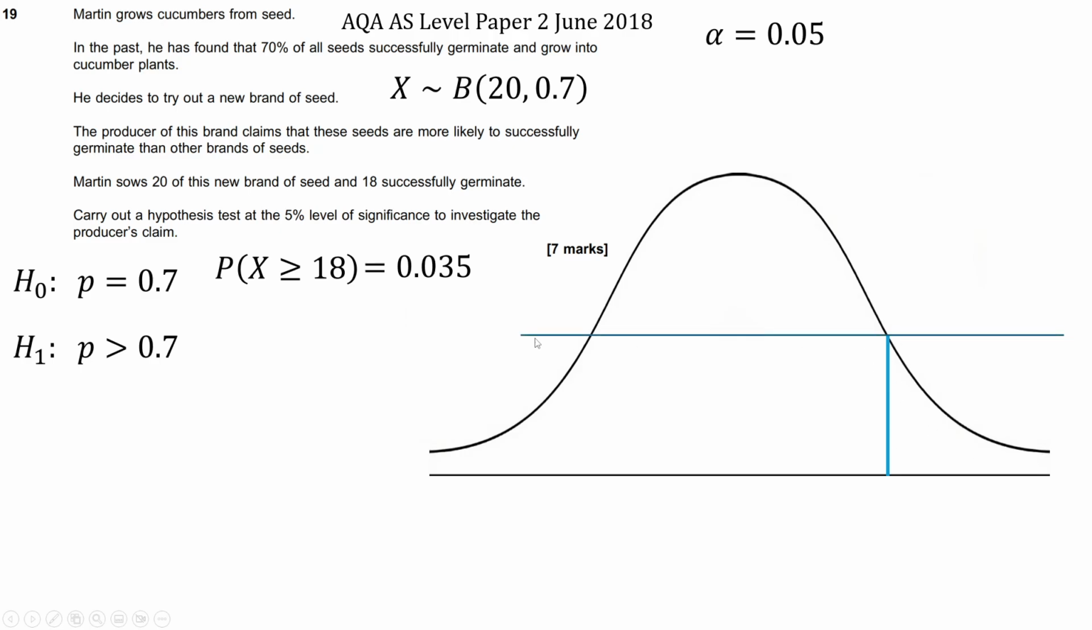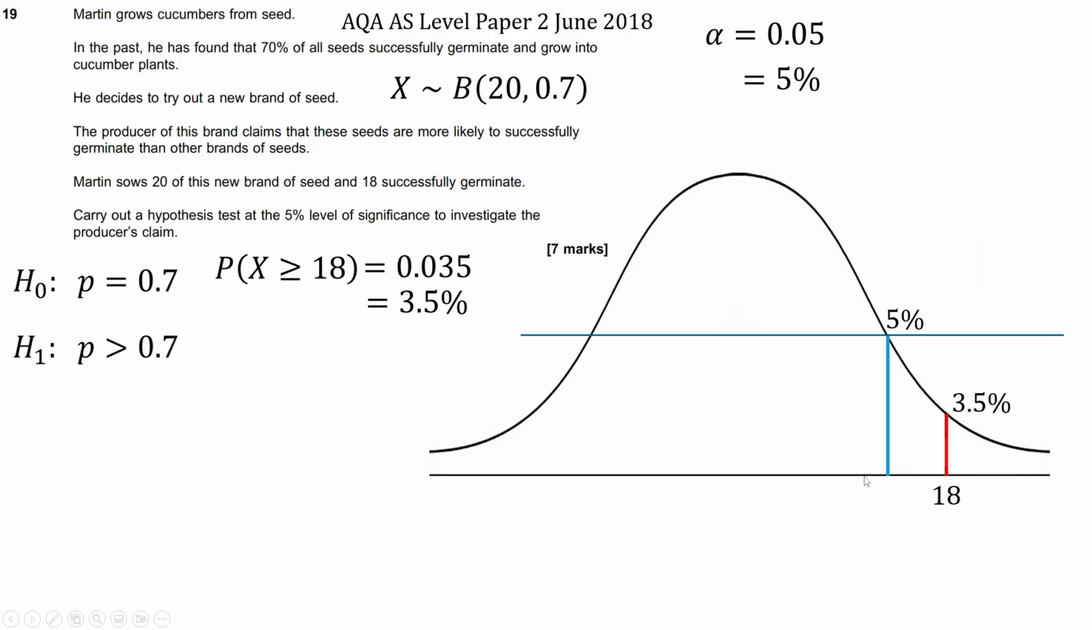I've just put a line here to say that everything above this is greater than 5%, and everything below this is less than 5%. This is 3.5%, this is 5%. Now, 18 or more is maybe somewhere here, because this probability is 3.5%. So 18, 19, and 20 is all of this area here. This here is 5%, that's our significance level, and within it we're actually including this probability here.